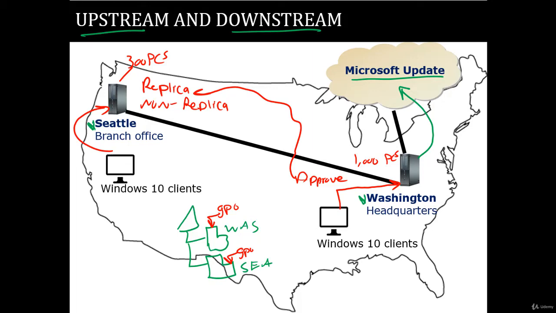Now, maybe you are a bit more decentralized than that. If you require decentralized administration, I would configure this in the autonomous or non-replica mode. That means updates are still downloaded to Seattle from Washington, but none of those updates are approved. So someone has to go through the WSUS in Seattle and decide which updates they want to decline, which updates they want to approve, and it would have to be a highly managed server.